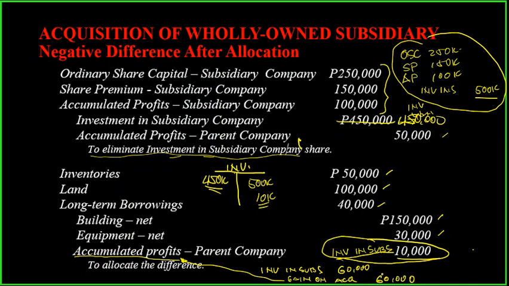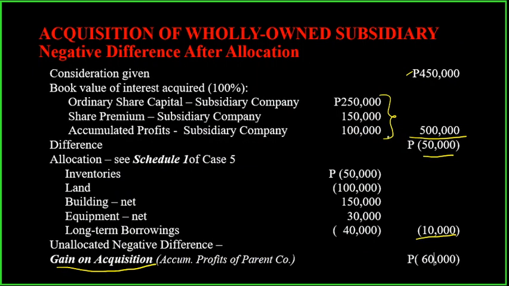And then finally, to record the gain on acquisition or goodwill, but in this case it's gain on acquisition, debit investment in subsidiary of 60 and credit gain on acquisition of 60. If you look at this, you have 500,000 which is credited. You also have 10,000, which is also credited, and a debit of 60,000. These are actually the amounts found in your schedule of allocation of excess.